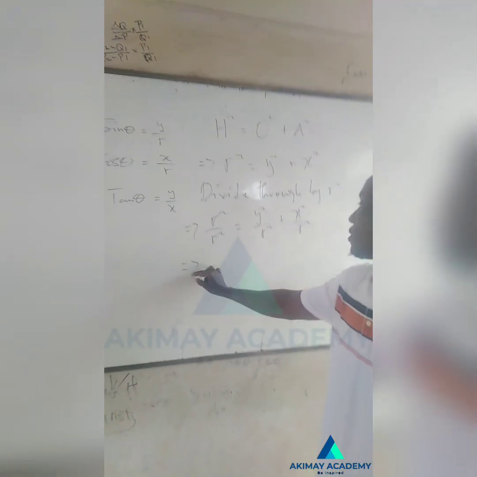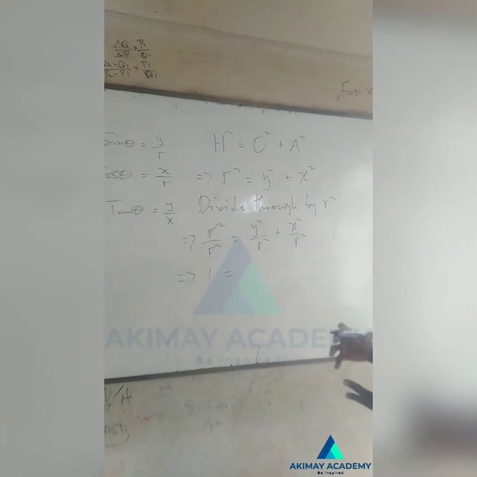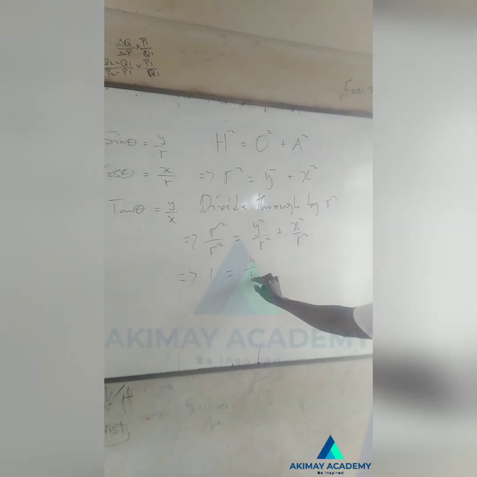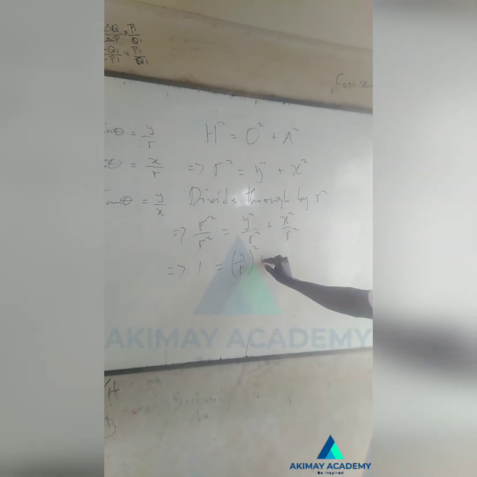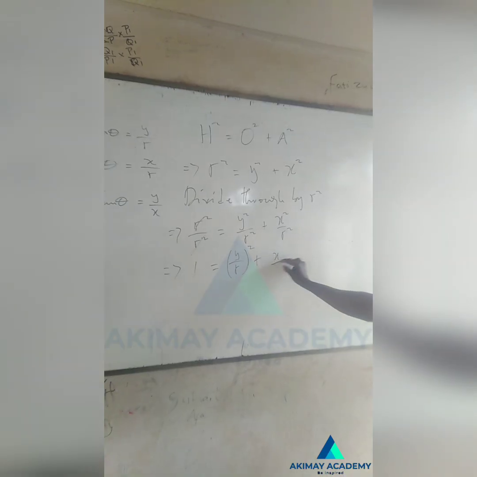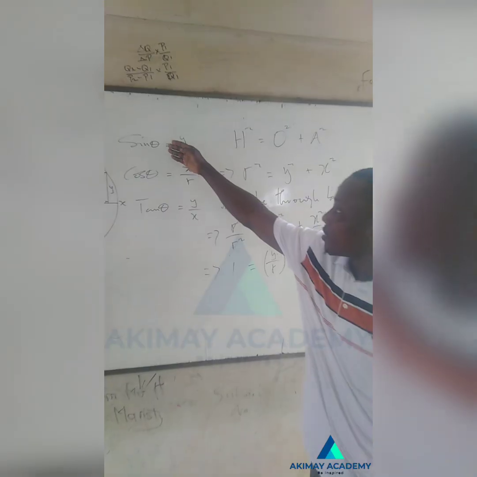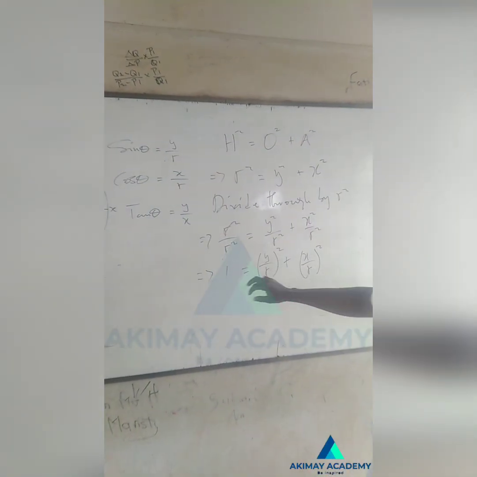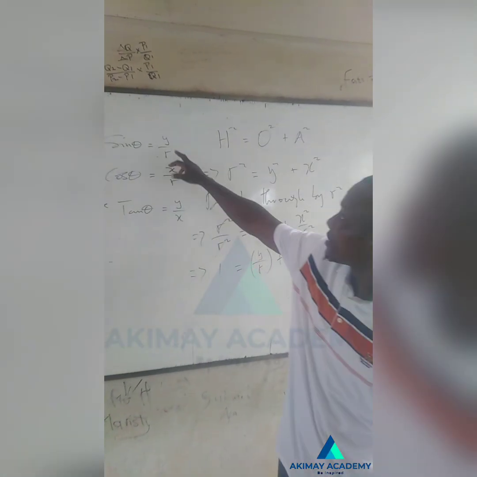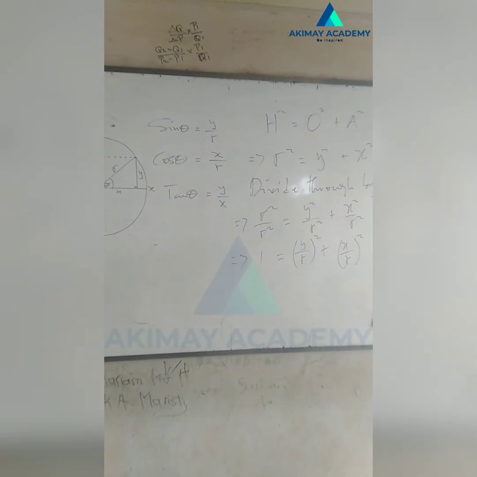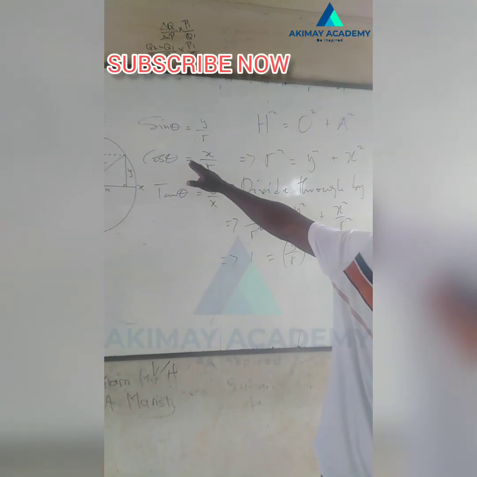We are going to get 1 equals, over here we have a square and here we have a square, so we can put them together to have y over r all squared. You can do the same to this section to have x over r all squared. Now, from these ratios, you can see that y out of r is representing sine theta, and x out of r is also representing cos theta.